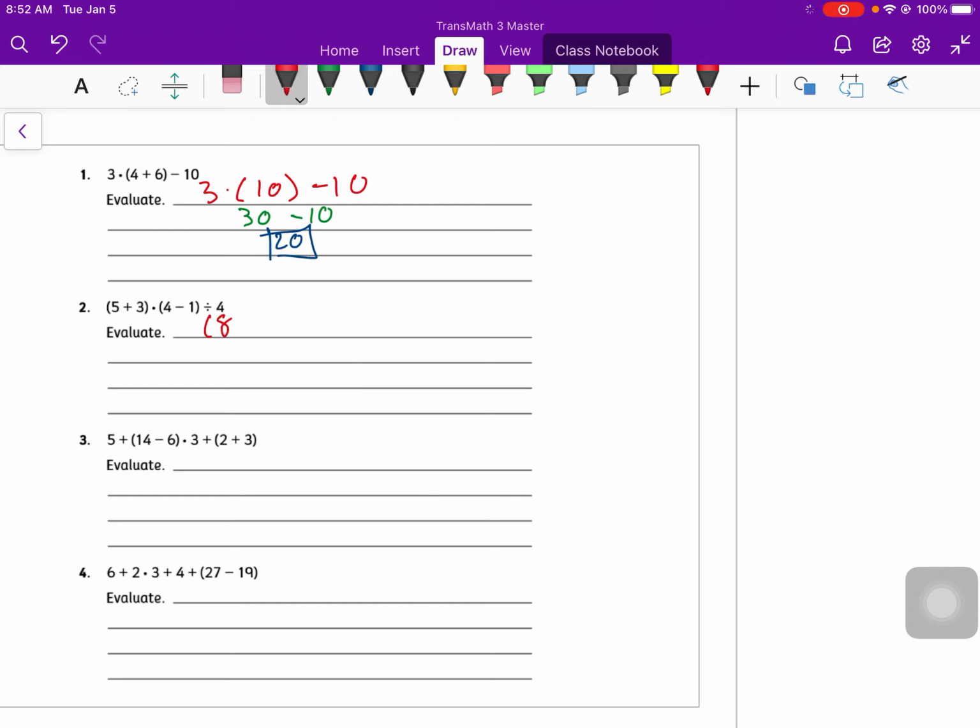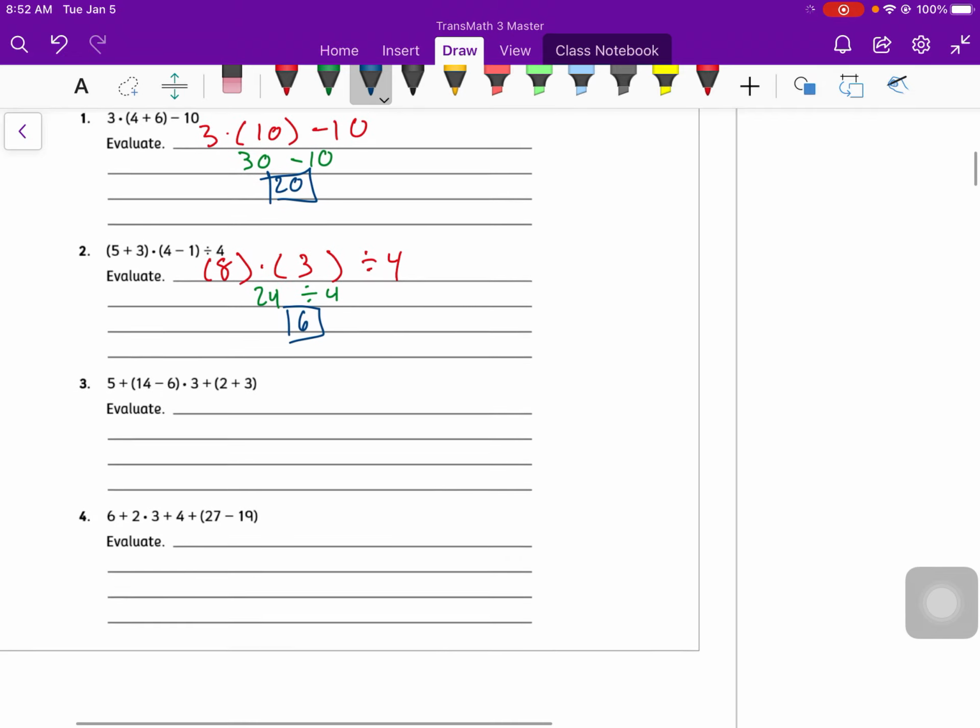For number 2, inside that parentheses, I get an 8 times, and then I can also just do 4 minus 1 in its parentheses as well. Okay, the parentheses happened first, so everything had to happen inside those parentheses first. Next, I'm going to multiply. 8 times 3 is 24. And then 24 divided by 4 is going to be 6.